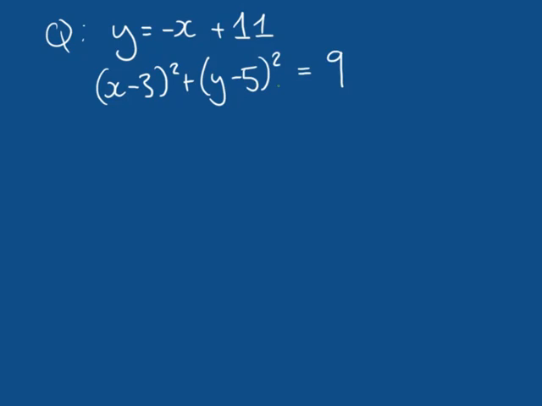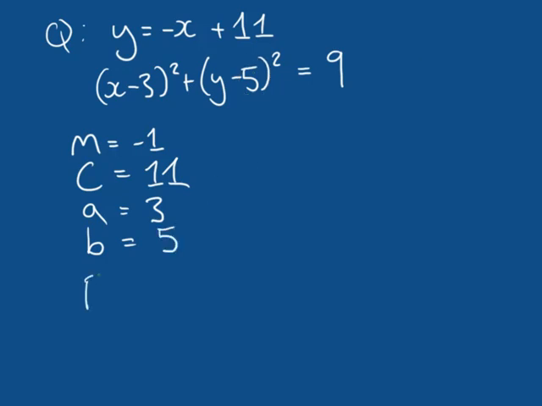Okay, welcome back everyone. So the first thing we need to do is determine the various pieces of information from this equation. So we can see the gradient of our line is equal to minus 1. And the intercept of our line is equal to 11. We need to find a and b. Well, we can see that a is equal to minus 3. Or rather, the equation should be x minus a, so we can see that a is actually equal to positive 3. My apologies. So a is equal to positive 3. B is equal to positive 5.